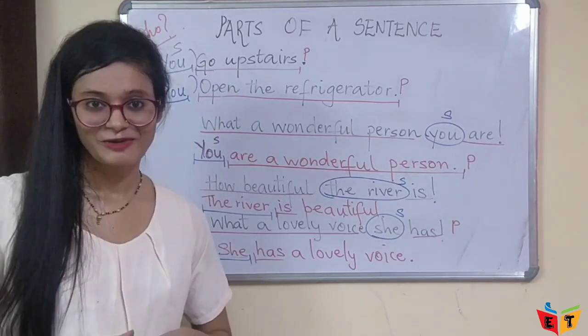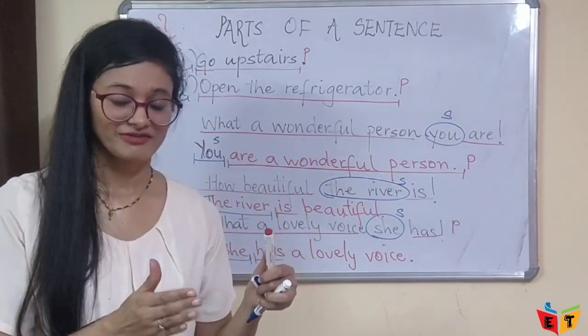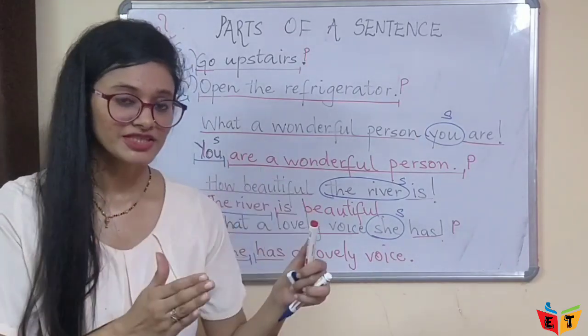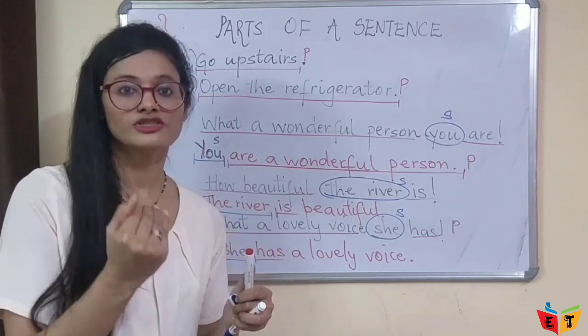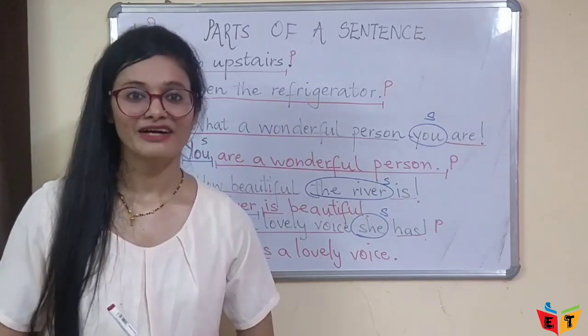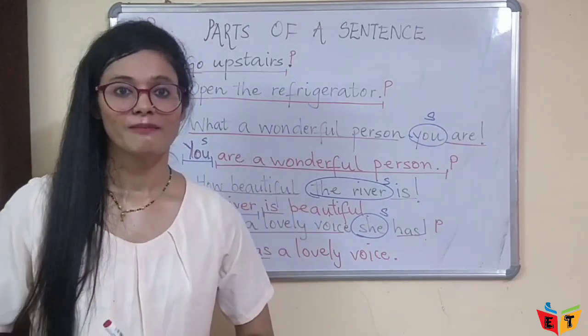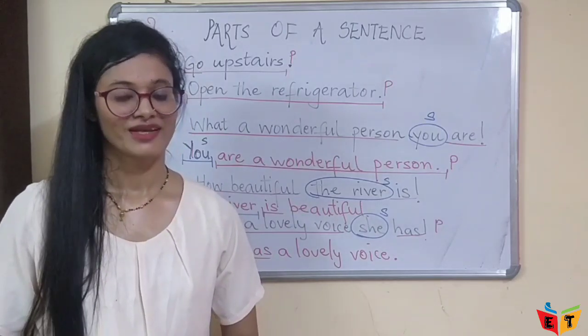Easy, right? So what do we understand? That for finding the subject in a sentence, you ask the question who before the verb. Okay. So I hope you all must have understood the subject and predicate, that is the two main parts of a sentence.